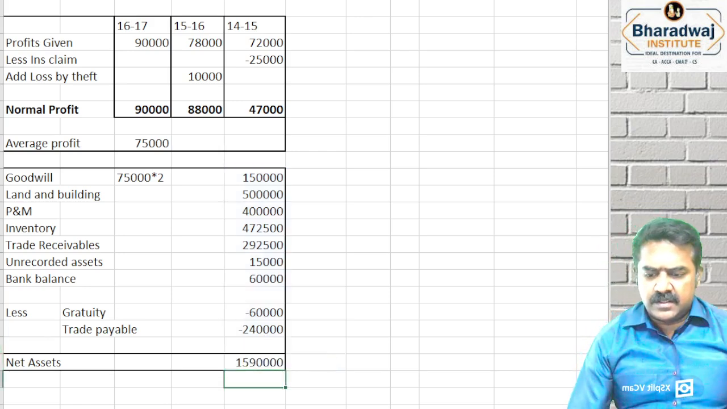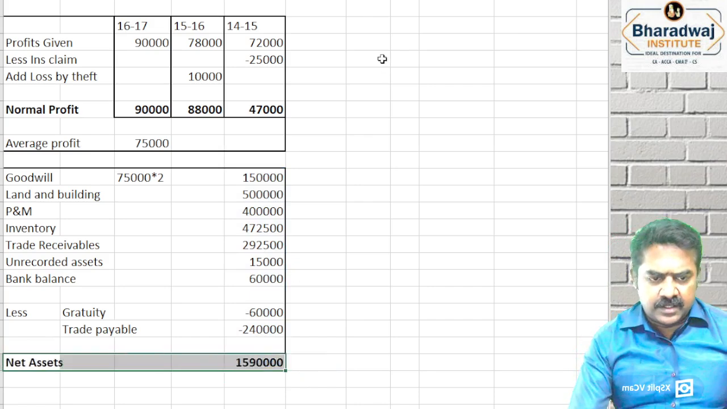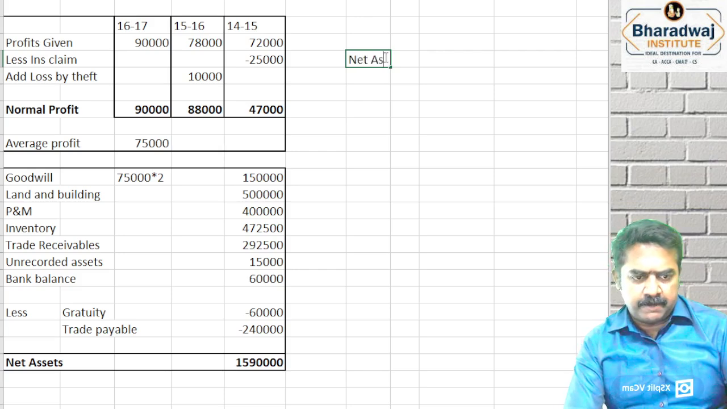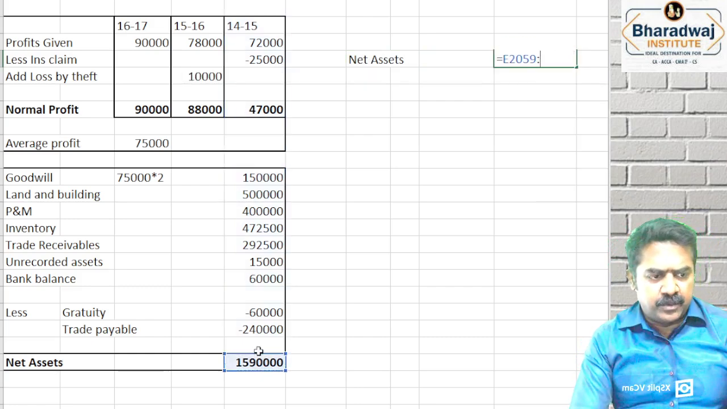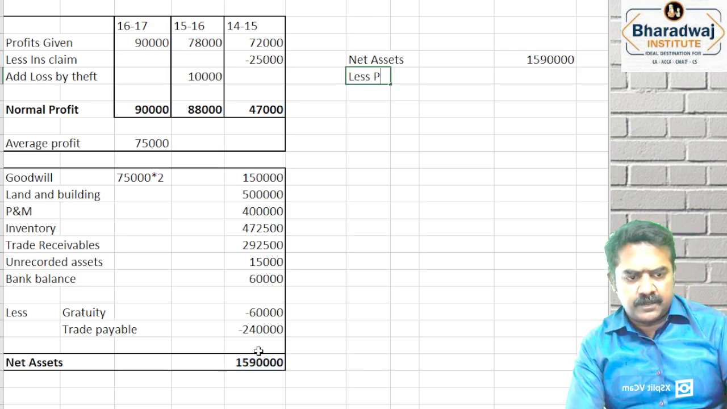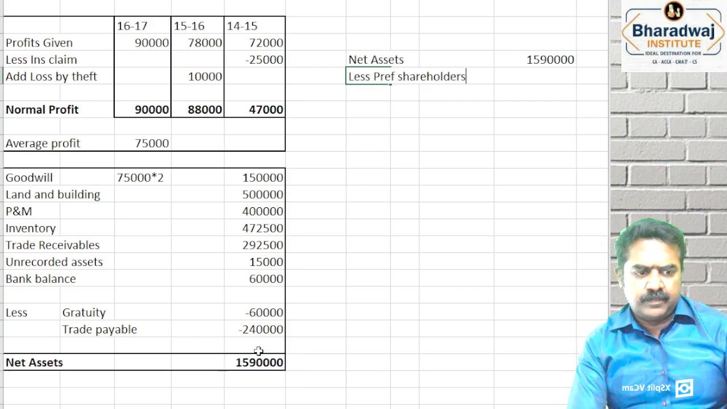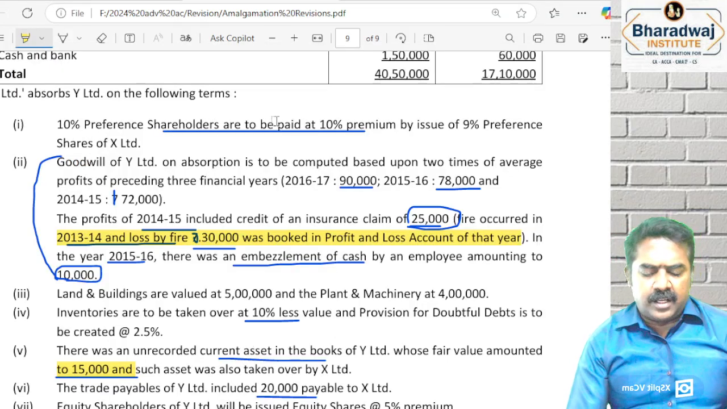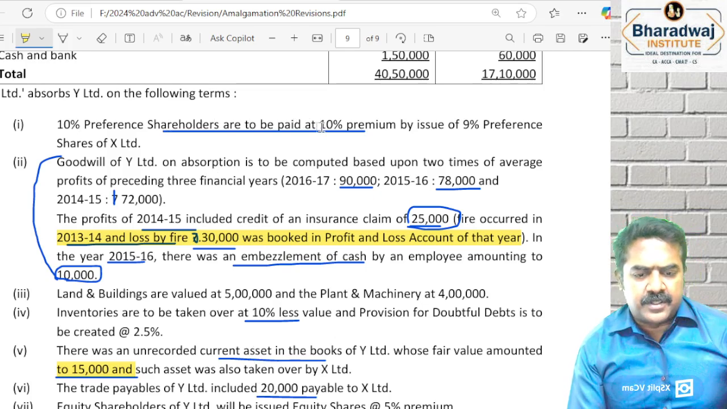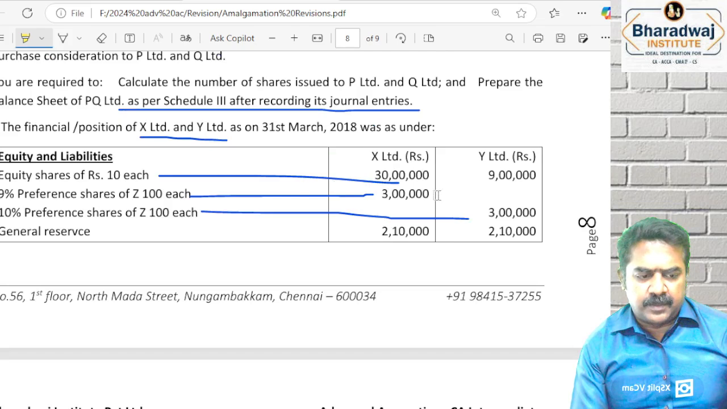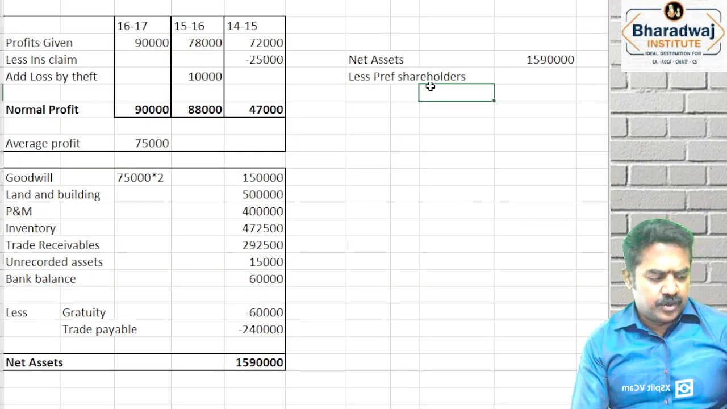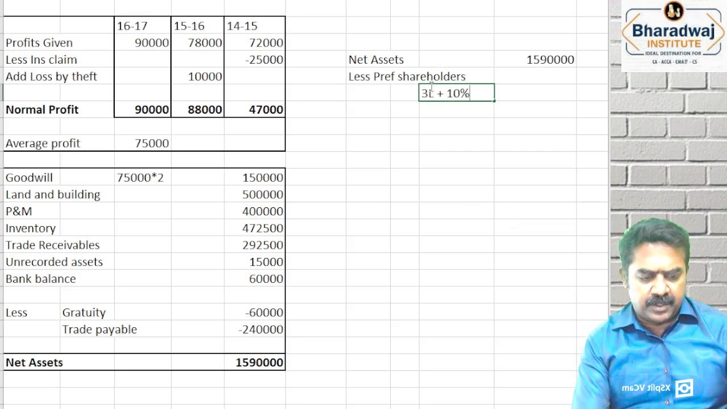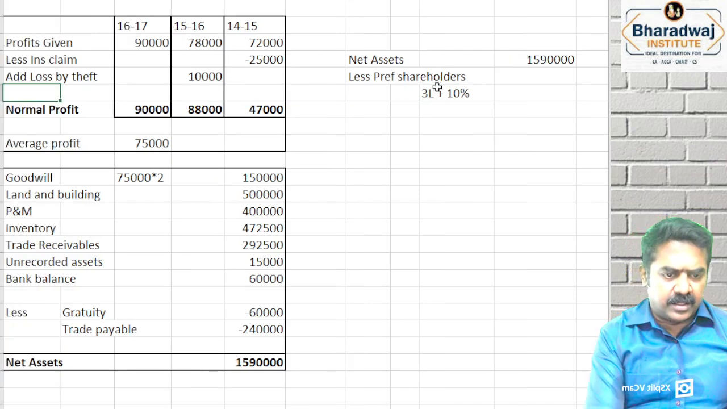This will give us net assets. Wait. In the net assets, who do you have to pay first? Net assets are how much? 15,90,000. First you have to pay the money to whom? Preference shareholders. How much is paid to preference shareholders? Look at 10% preference shares are paid at 10% premium. Look at the preference share capital given, 3 lakhs. We are going to pay at 10% premium. So 3 lakhs plus a 10% premium. You have to pay how much? 3,30,000 to them.